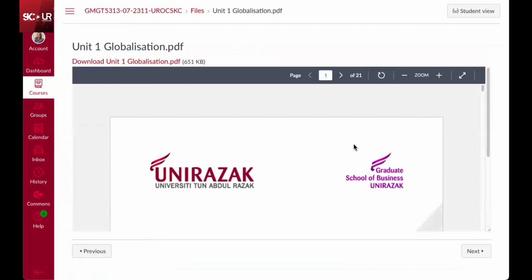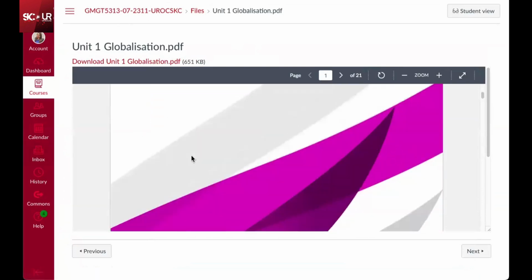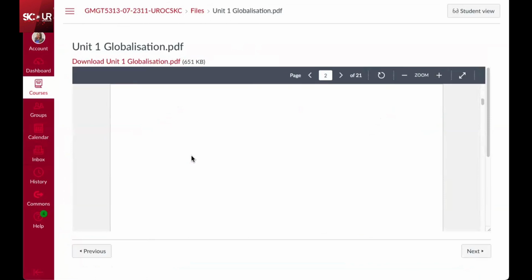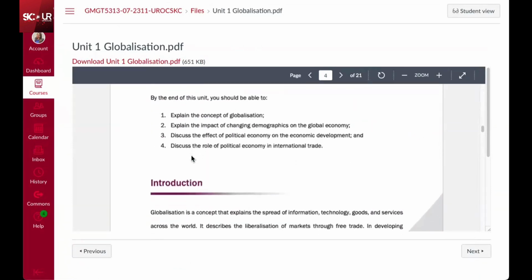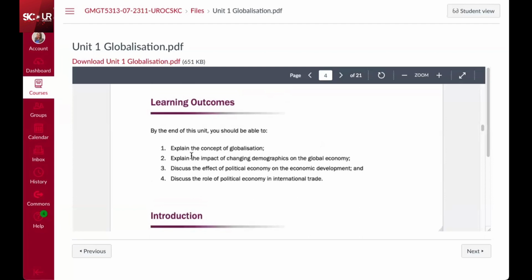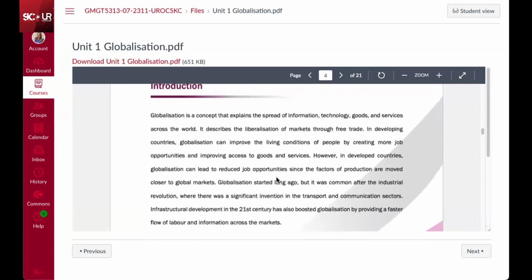Okay, so the first topic: when we study international business, definitely we are going to learn about globalization. The learning outcomes for this topic are that you should be able to explain the concept of globalization and the impact of changing demographics in the global economy. You are also going to learn about political economy. I will cover this in the next weeks, according to the Coursera. So today I'm just going to teach a little bit about globalization, right?